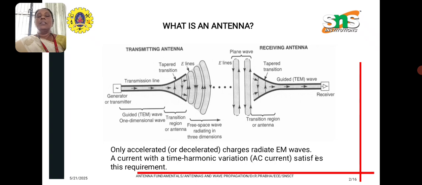After generation of signals, they will be guided through a transmission line, and here the role of the antenna is to convert the transmission line wave into a free space wave, and this is at the transmitting side. And at the receiving side, the antenna is a device which converts a free space wave into the guided wave, which is given to a transmission line and fed to the receiver. So, an antenna is a transition device between a guided wave and a free space wave.